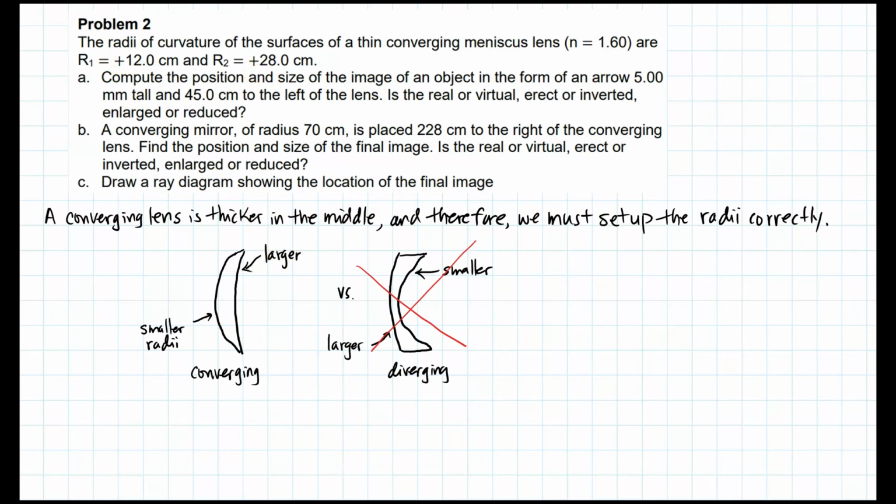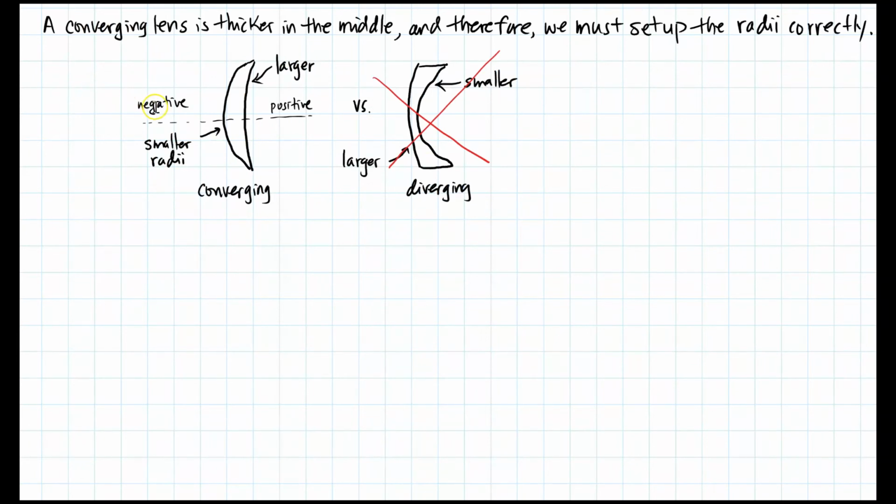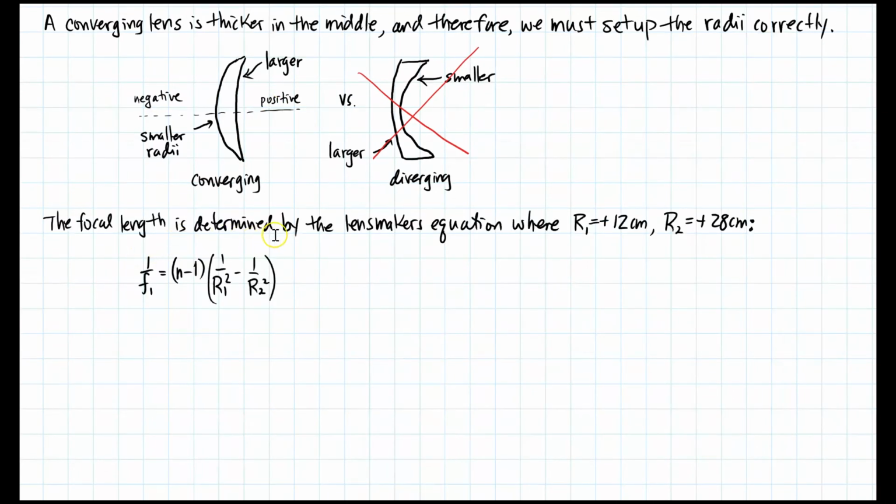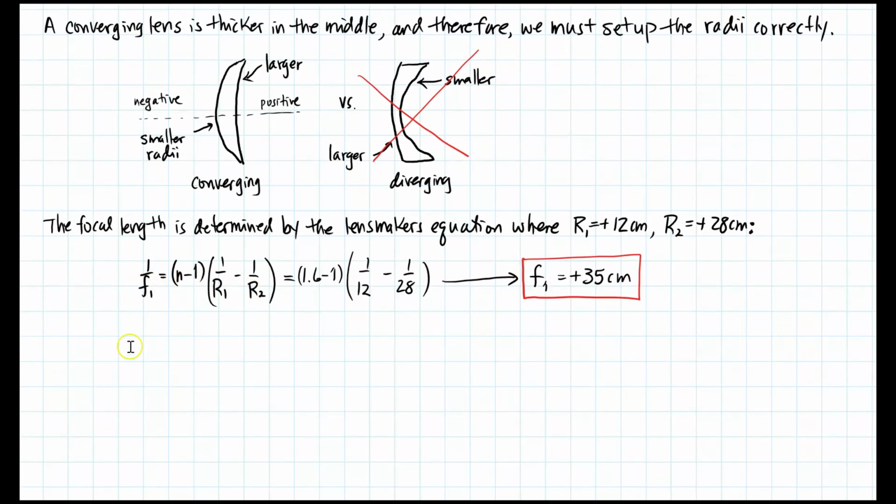Let's calculate the focal length. To the left of the lens is negative, to the right of the lens is positive. Focal length is determined by the lens maker equation, where R1 is positive 12 centimeters, R2 is positive 28 centimeters. So I get 1 over the focal length, and I had R squared terms here, which was incorrect. That's correct now. So then I plug in my values and I get a focal length of 35 centimeters.